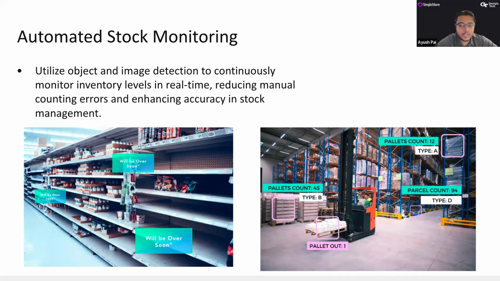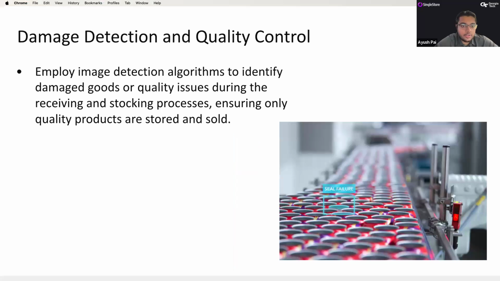And the integration of these technologies really ensures a more robust and responsive supply chain, optimizing overall business operations and really enabling proactive decision making and inventory control. So automated stock monitoring is one of the key use cases that you could use with computer vision. Another one is damage detection and quality control. And these are critical aspects of inventory management where image detection algorithms can really play a crucial role.